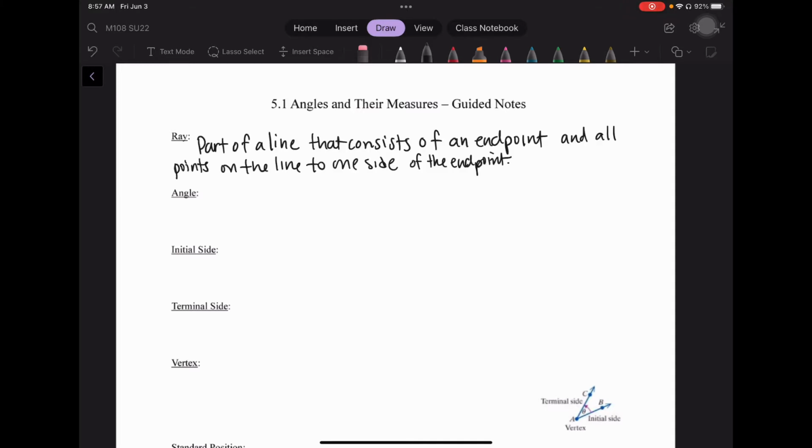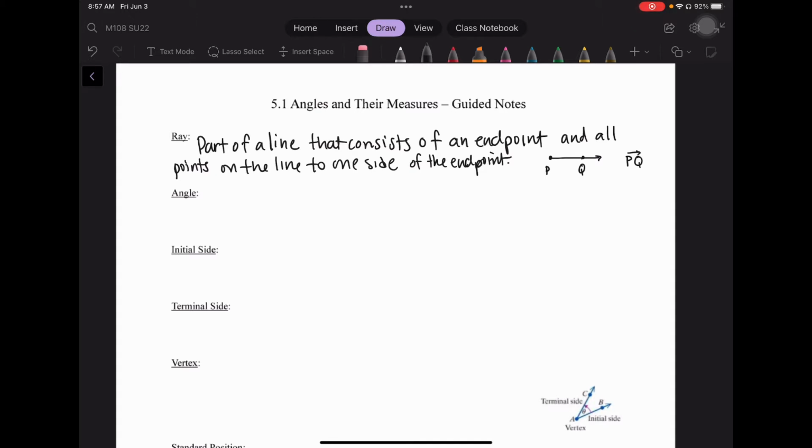Let's say I was going to have the ray PQ. The way that I would name this is I would name it PQ because the point P is my endpoint and then it goes on through Q. So I start with P and then I go through Q.